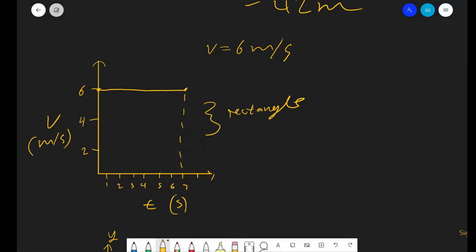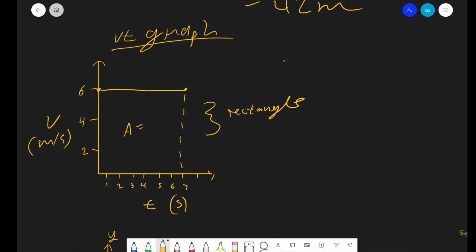Now, what if I asked you to find the area under this function? Well, what is the point of finding the area under a VT graph? So if you've taken physics, you know what I mean. This is a VT graph, which just means plotting velocity with respect to time. If I asked you to find the area, what is the point of doing that? So pause the video and think about that.